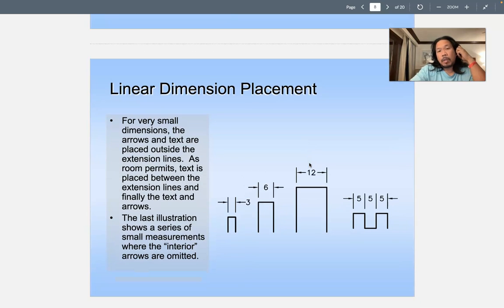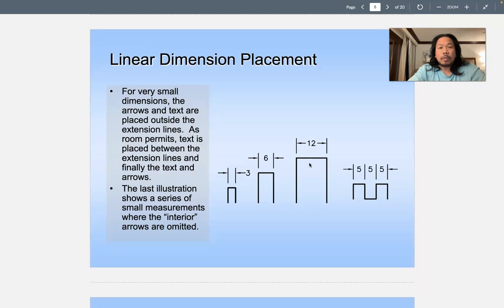Okay, linear dimension placement. Here are different ways of dimensioning. 12, as you can see here. The third example is the most common because you could fit in the number 12 or whatever number in such a large space. But if you can't put the number and the arrow, another way of writing dimension would be here on the second example, where you have the number inside and then you have 2 arrows on the outside pointing inward. That means you're measuring inside.